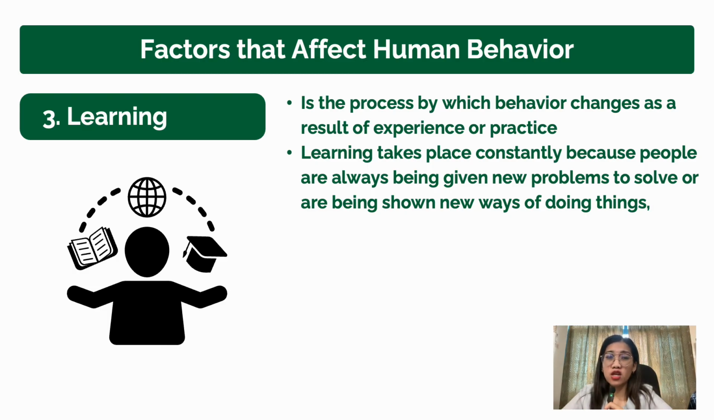So learning takes place constantly because people are always being given new problems to solve, or are being shown new ways of doing things, okay? So, hindi pa naman huli ang lahat, okay? So, sinasabi dito, halimbawa, meron kang in your bloodline, meron kang kamag-anak na nakakommit ng crime. So, you're afraid, for example, na baka maging ganun ka din. But somehow, dahil nga natututo tayo in terms of learning new things or learning from the mistakes of others or the experiences of others, even our experiences, pwede natin siyang maiwasan. Okay? So, yun lang yung different factors that affect human behavior.